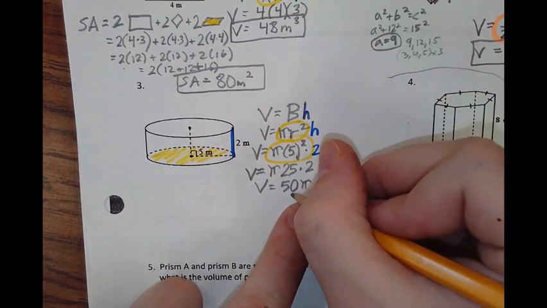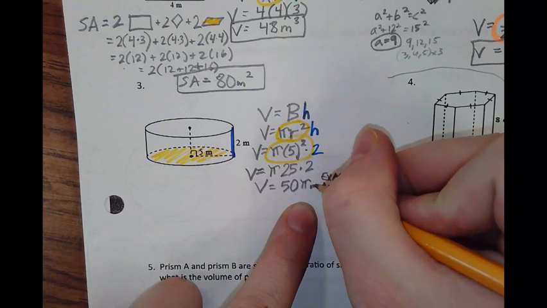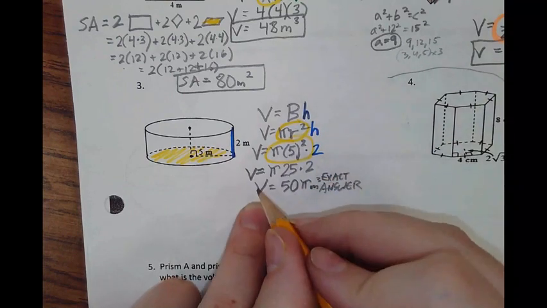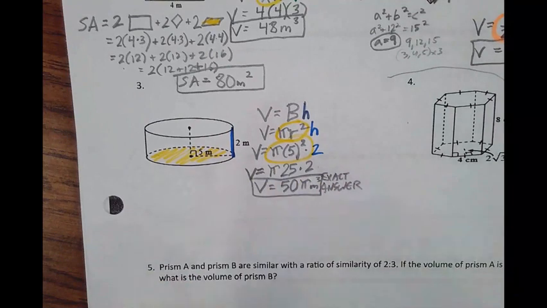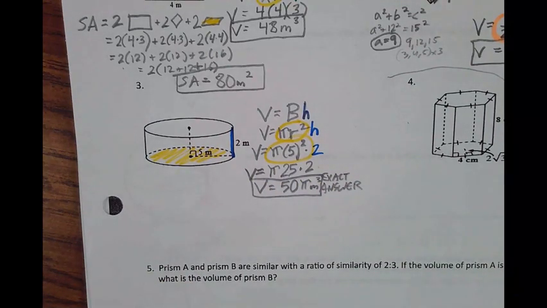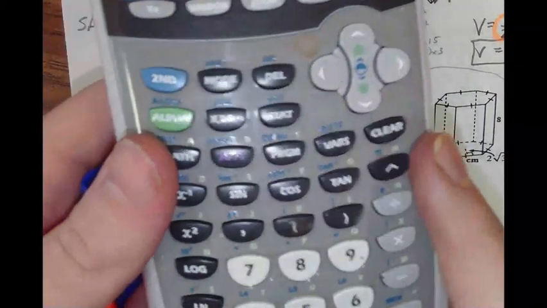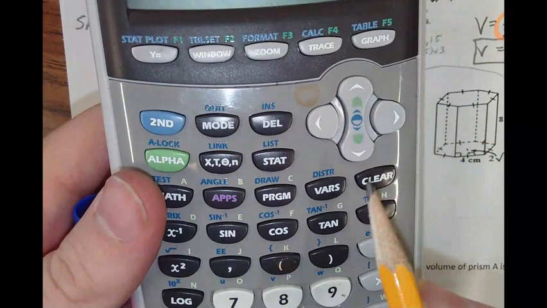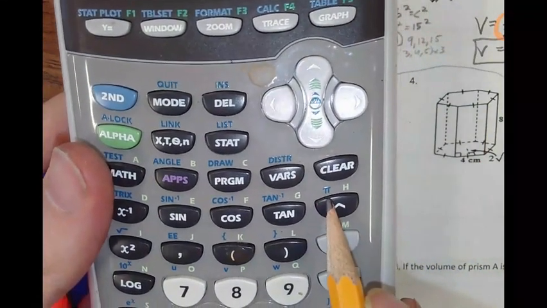Fifty pi meters cubed. That's our exact answer. Now, what is that as a decimal? You can either do 50 times 3.14, or in your calculator, find the pi button. The pi button in my calculator happens to be right there. Pi.